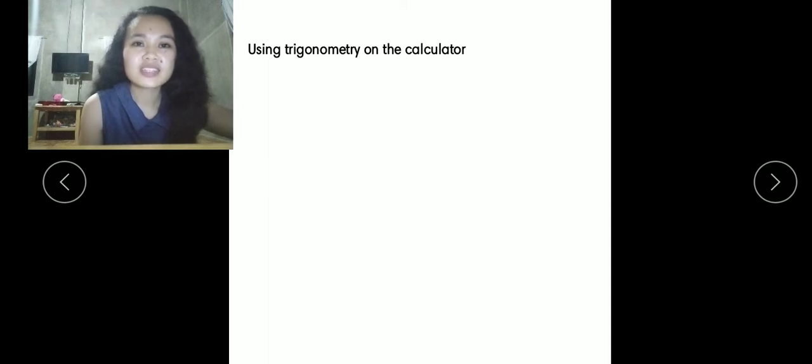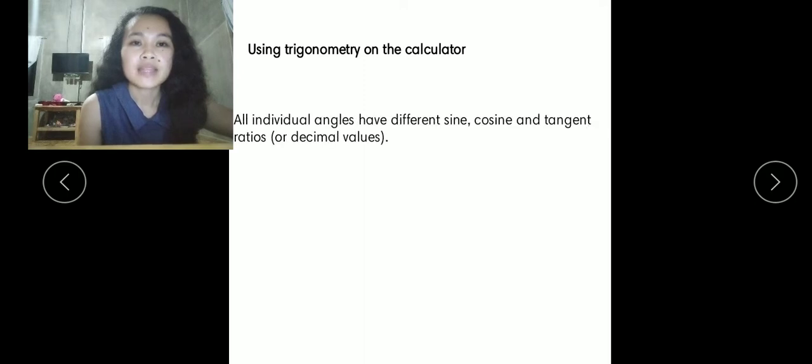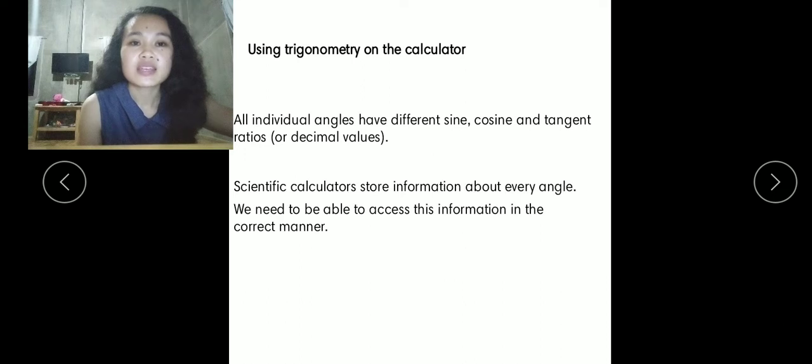So, using trigonometry on the calculator, all individual angles have different sine, cosine, tangent ratio, or decimal values. Scientific calculators store information about every angle. We need to be able to access this information in the correct manner, of course, for us to get the correct answer.